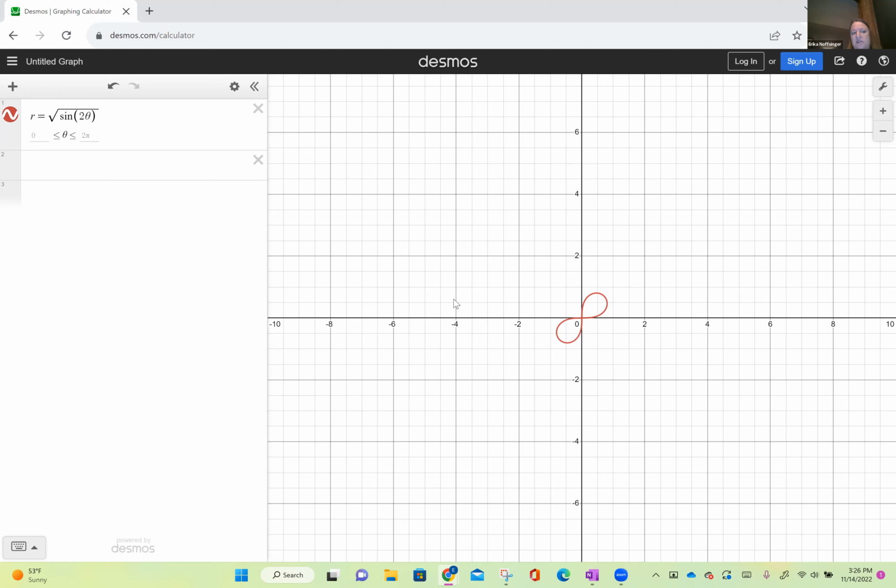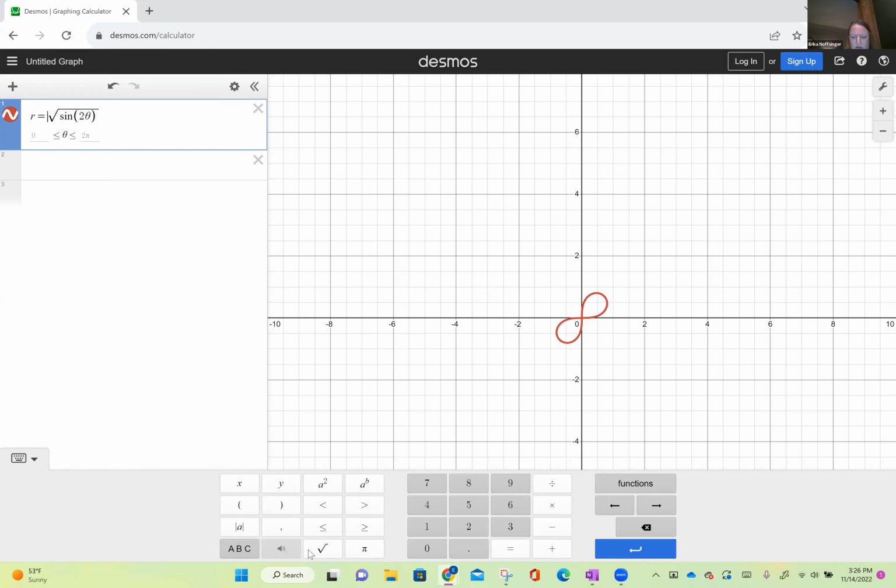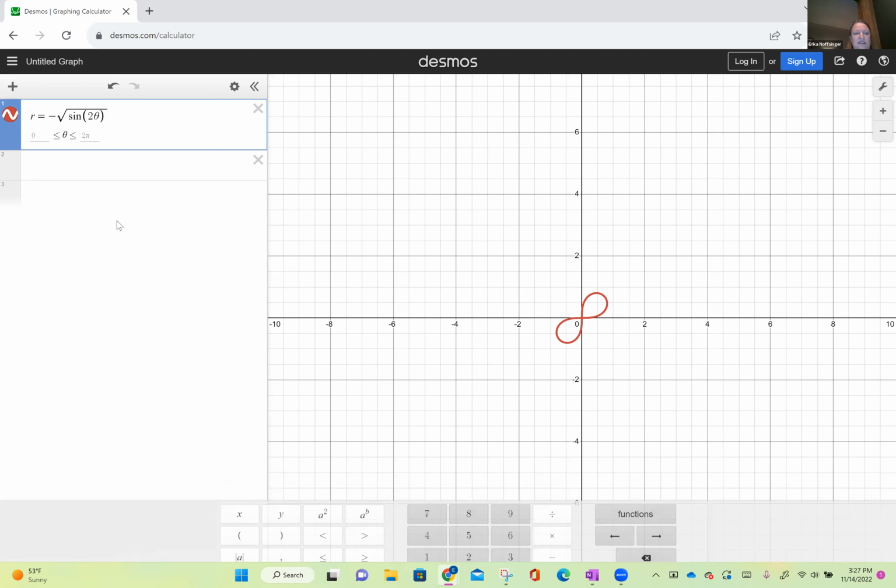So r equals the square root of sine 2 theta. If I put that negative in front, we get the same exact thing. So that plus or minus doesn't affect anything.